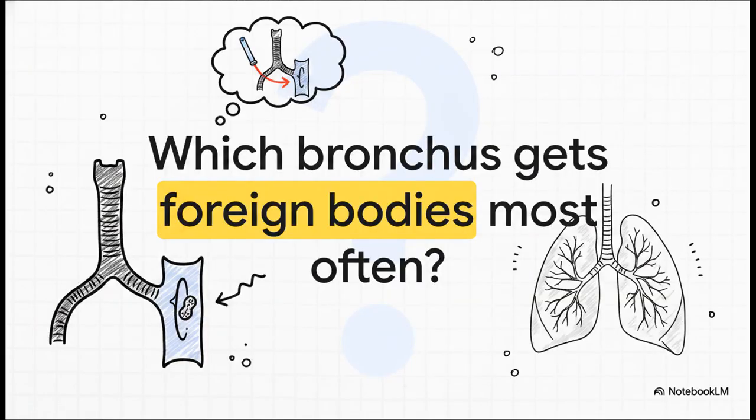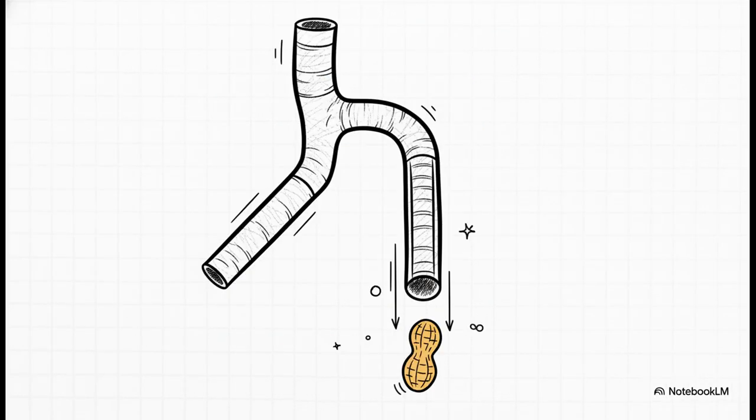All right, let's test your spatial awareness of the lower airway with a classic high-yield board question. We know the trachea bifurcates at the carina into 2 main bronchi. So which main bronchus is the most common site for foreign body aspiration, or, say, an inadvertent endobronchial intubation? Think about it for a second. Got your answer? It's the right main bronchus. And the reason is pure, simple anatomical geometry.